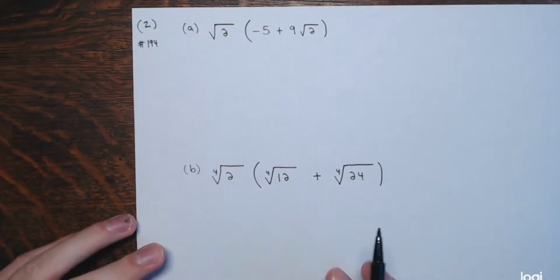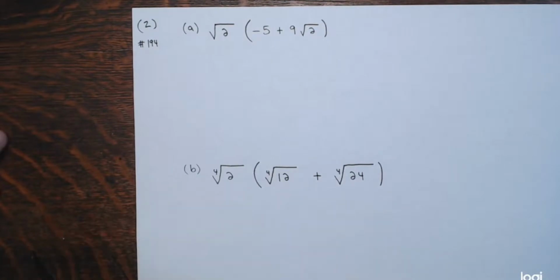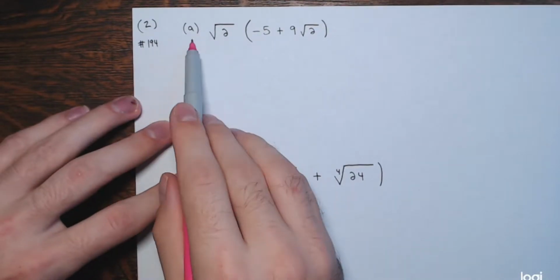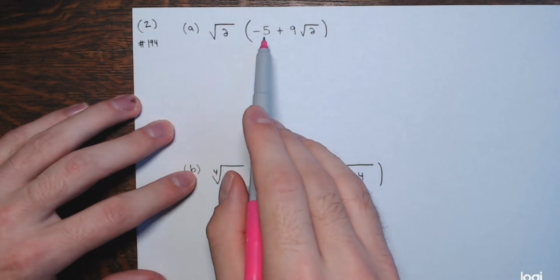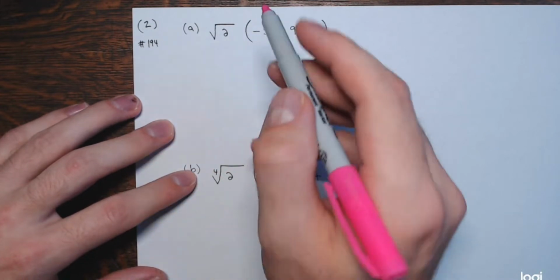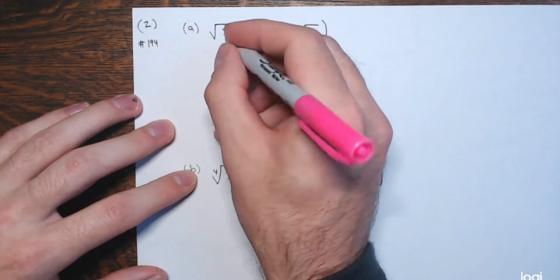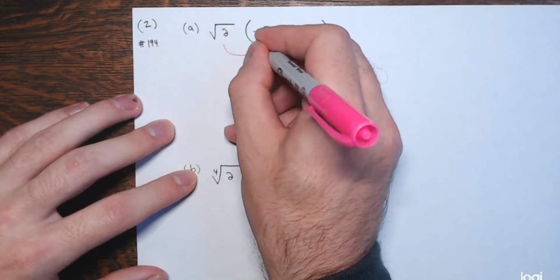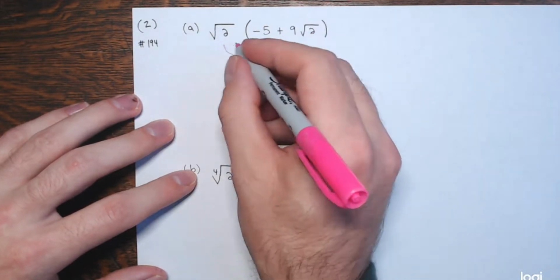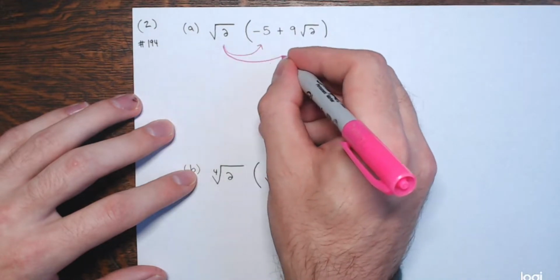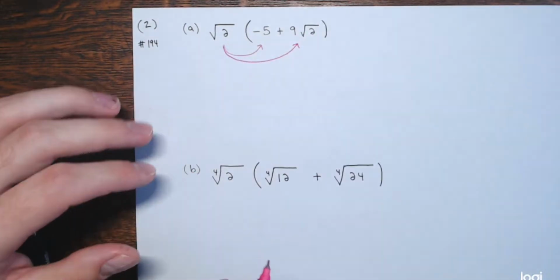Great. Alright, so the next page, the next question, number 2, which corresponds to exercise 194. Same setup. Each of these, part A, you have one term times 2 terms. So I'm distributing. So the square root of 2 will be distributed to this -5 term plus, and then the square root of 2 times 9 times the square root of 2.